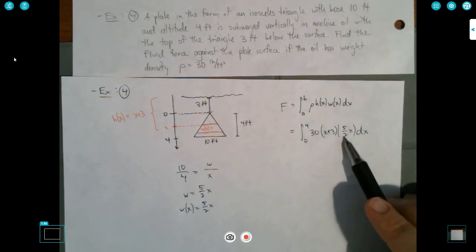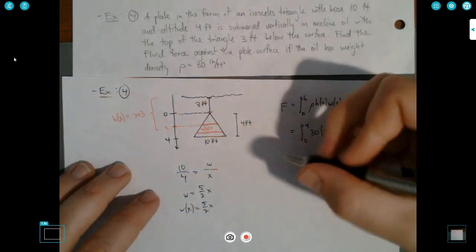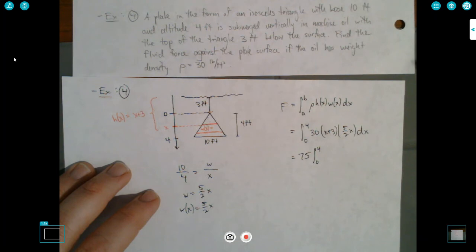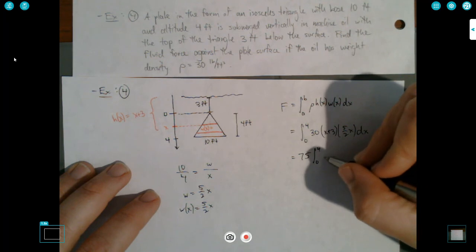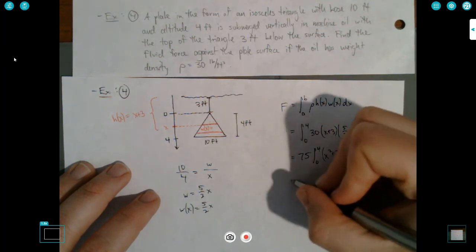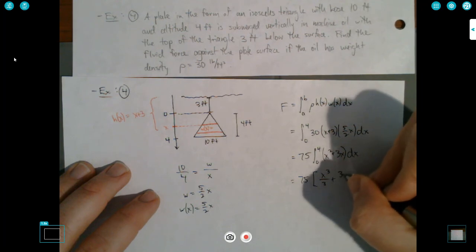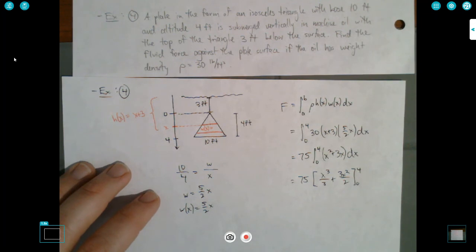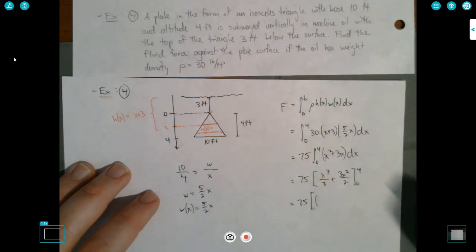So 30 divided by 2 is 15, and 15 times 5 is 75, and I'm going to remove that from the integrand. Then I just have x plus 3 times x, which is x squared plus 3x. I can integrate that pretty easily. And plug and chug.